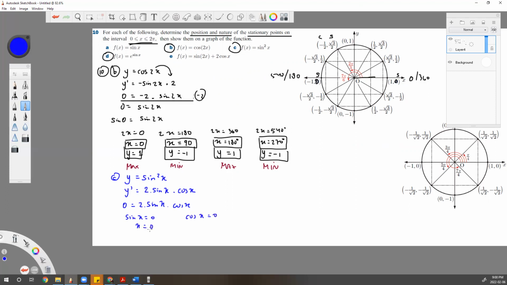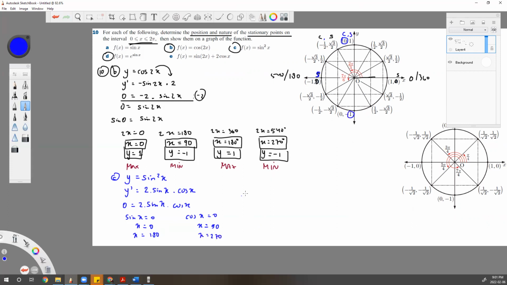So x can be 0. How about this? x equals 90. Or if sine equals 0, negative 180 also, right? Because this is the part of the sine that is 0. And the cos that is 0 is here, 90, right? This is the cos.